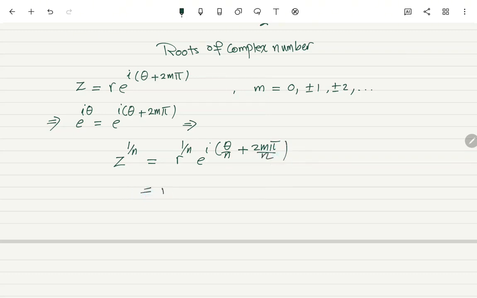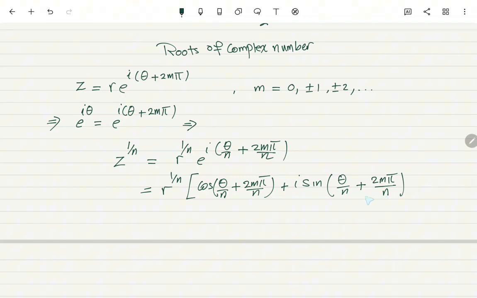So it's equal to r to the 1 over n times (cosine (theta over n plus 2m pi over n) plus i sine (theta over n plus 2m pi over n)). Now, based on the n value, we can find the nth roots for the complex number z.